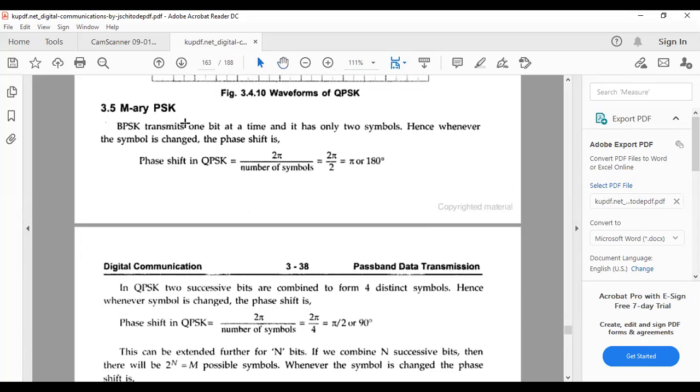In M-ary, we know that in binary phase shift keying, we can transmit only 1 bit at a time. There are only 2 symbols, zeros and ones. So the phase shift is 2 pi by 2, that is 2 pi by the number of symbols. So the phase shift is 180 degrees. Already we know the PSK signal, where we are using only 2 phase shifts.